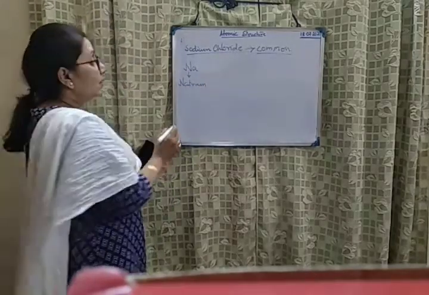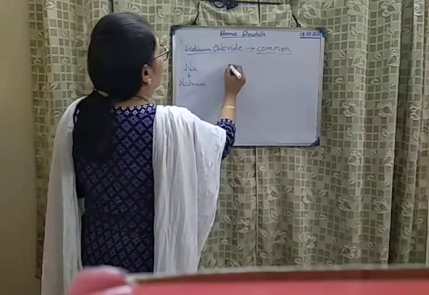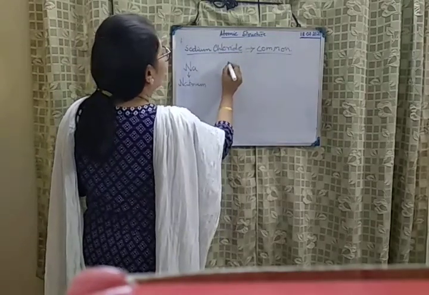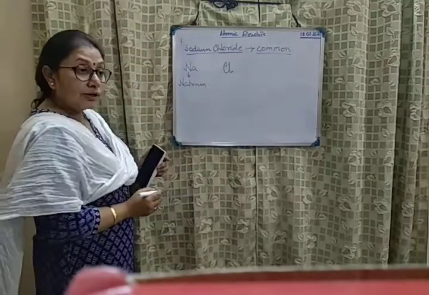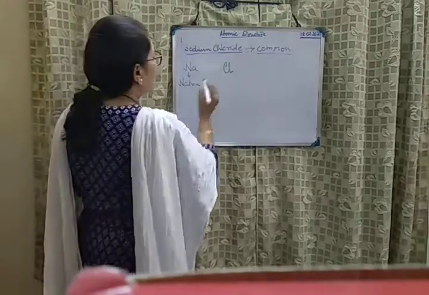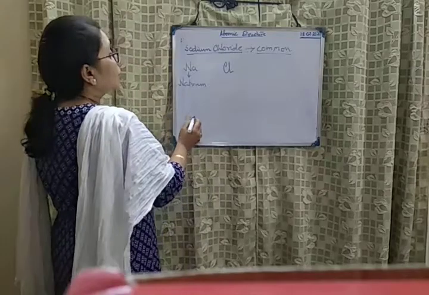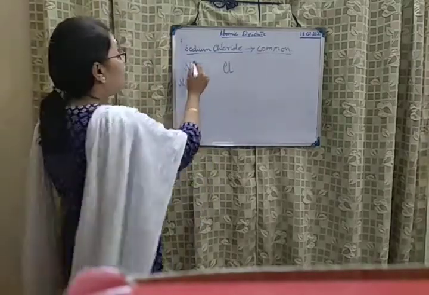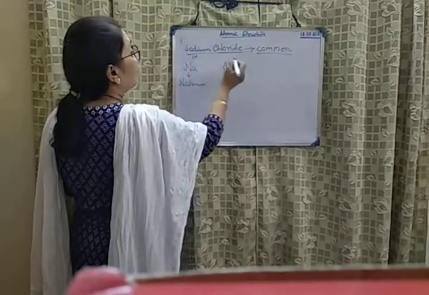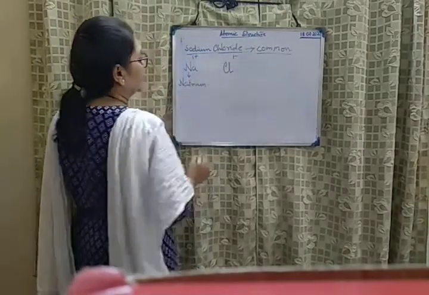Chloride or chlorine. Chloride is a radical. Its symbol is capital C and small l, not capital L. Capital C and small l. Okay? The valency of sodium, we have found out from the previous diagram, is 1 plus. Valency of chlorine is 1 minus.